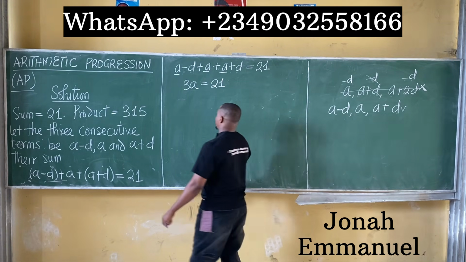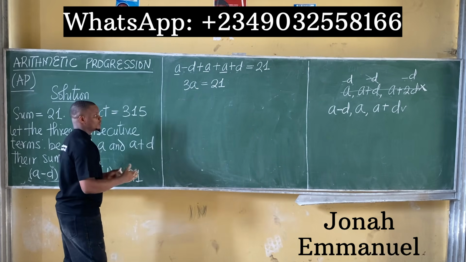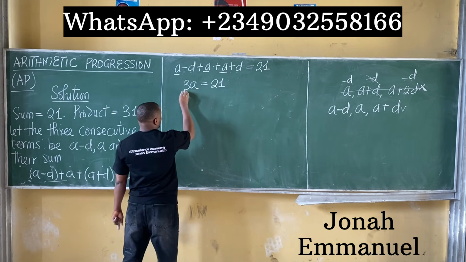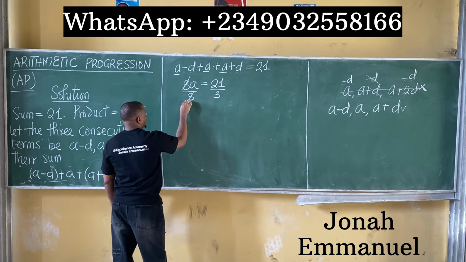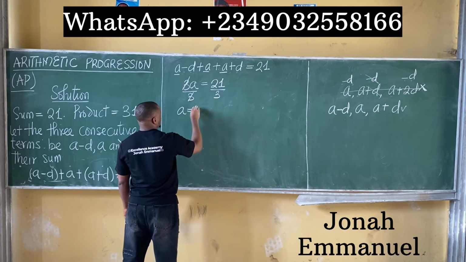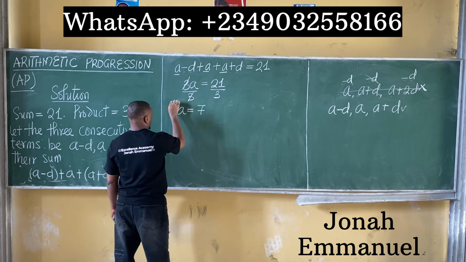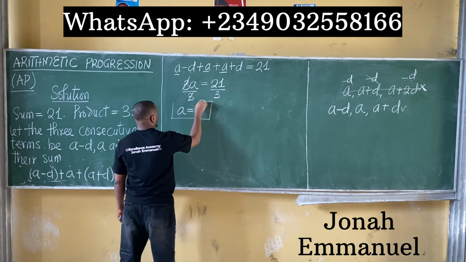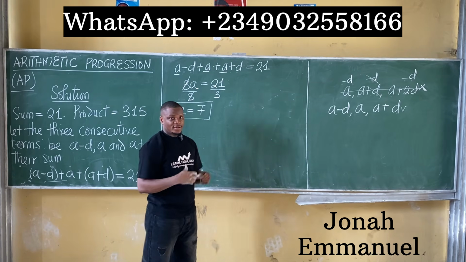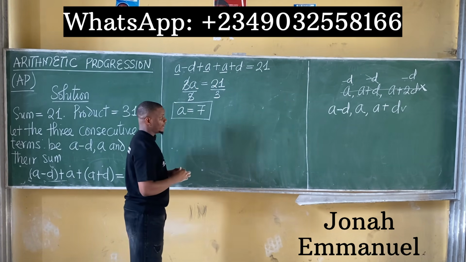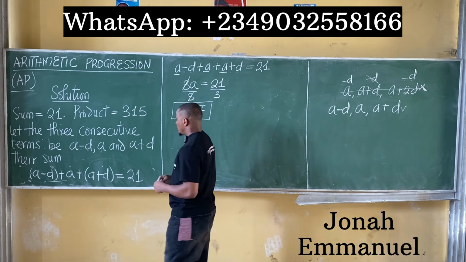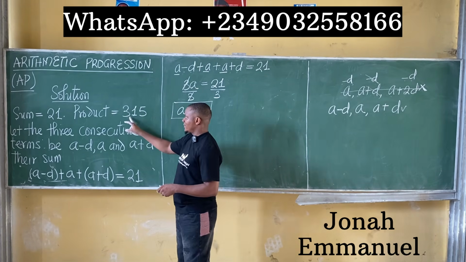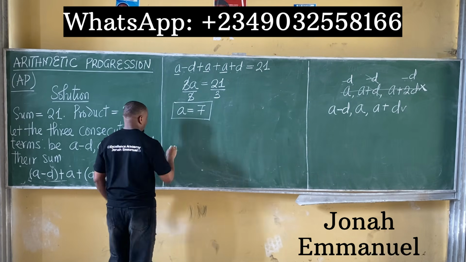So you can see we now have 3A is equal to 21. To get the value of A, divide here by 3, divide here by 3. So A is equal to 21 divided by 3, which gives you 7. With this, we've gotten the value of the first term. The first term, A, is equal to 7. What was the next thing there? They said that their product is 315. All right, let's take their product.